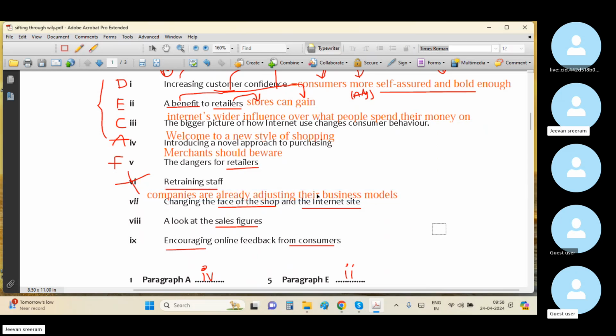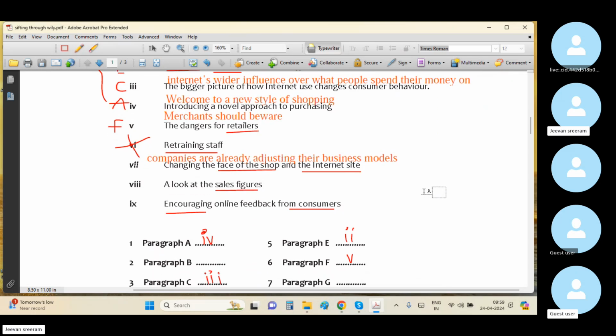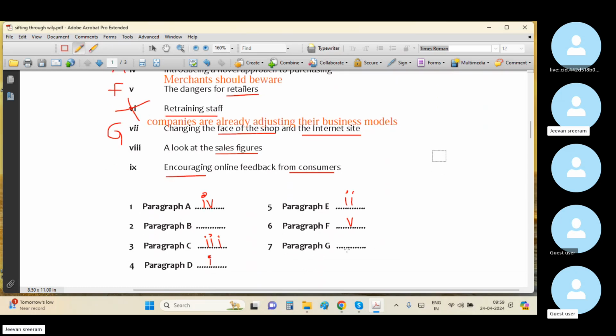Companies are already adjusting their business models. Companies, who are changing the face of the shop, adjusting, changing their business models and internet site. If they don't have an internet site, they are going to open one, not only offline but also online. So this is G7.